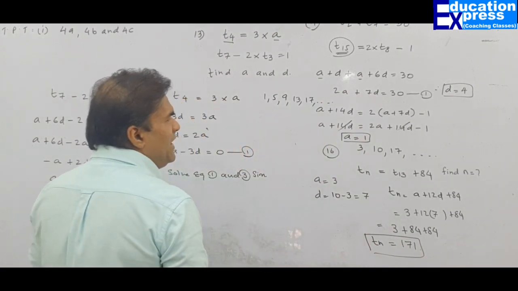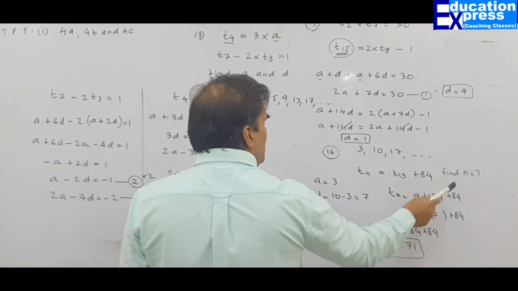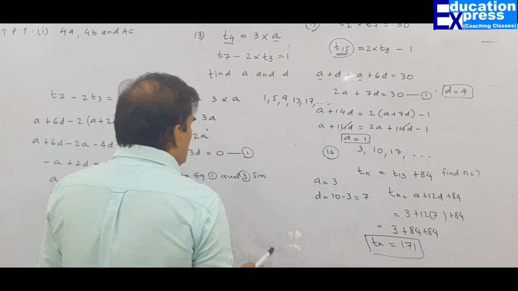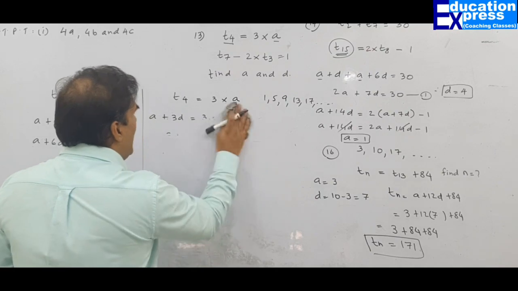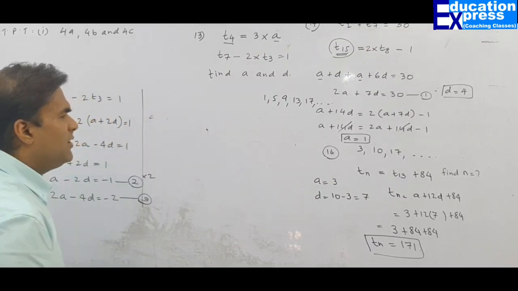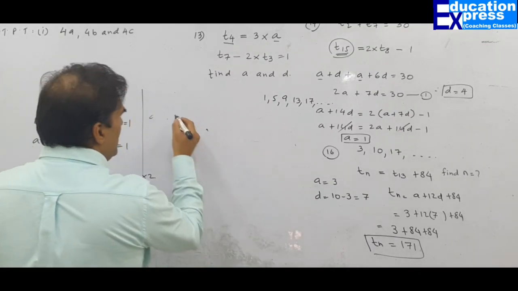But they don't want Tn. They want to find out which term would be 171. So we can easily find out which term is going to be 171. Why? Because we also have with us the values of a and d.